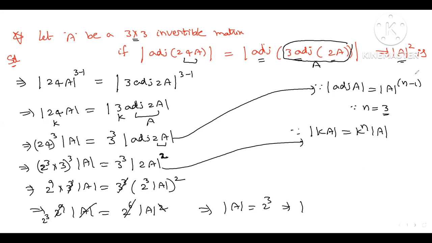What is required? Det of A square is required. Now (2 cube) power 2. What is the answer? 2 to the power 6. So 2 to the power 6 is the correct answer.